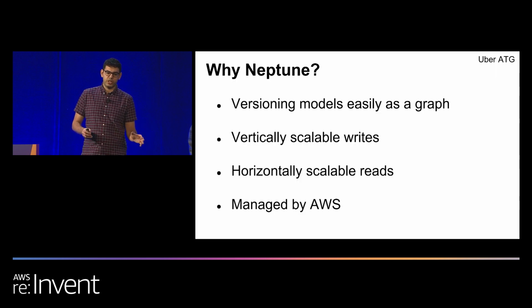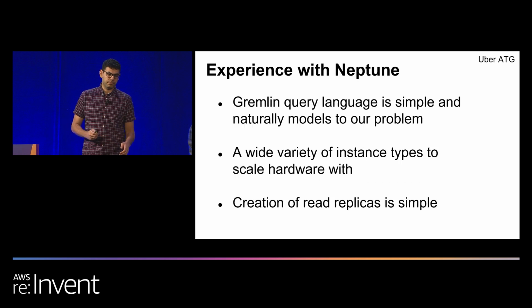Now, there are a lot of products out there, but we moved quickly to Neptune. And our reason why breaks down to managed by AWS. At Uber ATG, we have to iterate very quickly. We have to grow very quickly. Driverless cars is not a race that's slowing down, it's a race that's speeding up. So having someone else who can handle those servers, who already has horizontally scalable reads, vertically scalable writes, and kind of easily modeling to Gremlin was really important to us.